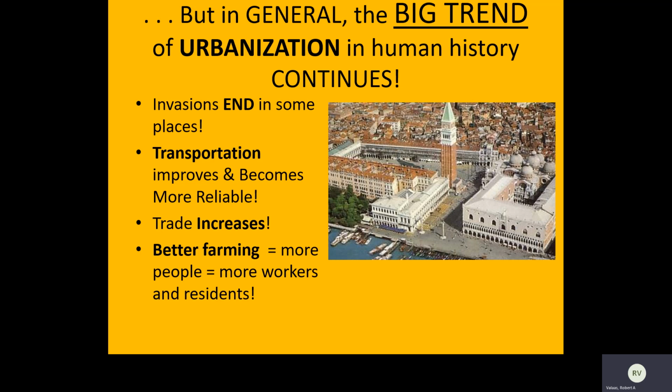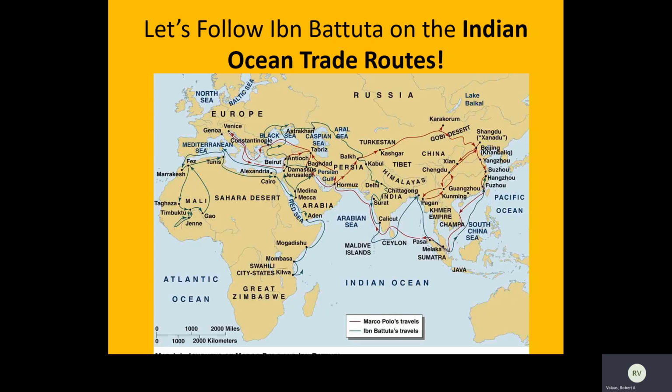Now, that said, even the most urbanized society on Earth in this time period, which was China, only had about 10% of the population living in towns and cities. The other 90% of people still lived in rural areas. But even in a still rural world, urbanization is a big story in this time period.